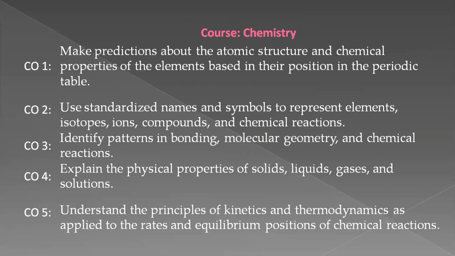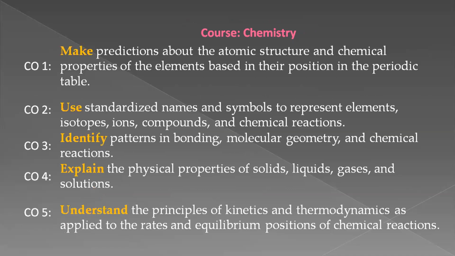Now, those who are handling chemistry, look at the course outcomes, you see. Make predictions about atomic structure and the chemical properties of the elements based on their position in the periodic table. Course outcome two, use standardized names and symbols to represent elements, isotopes, ions, compounds, and chemical. Understand the principles of kinematics and thermodynamics as applied to the rates. Right. This is about chemistry.